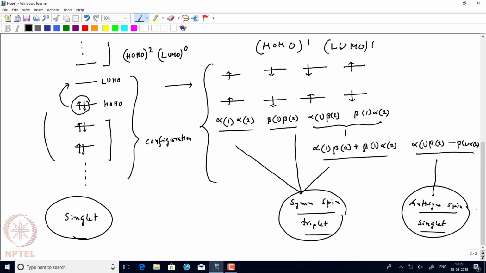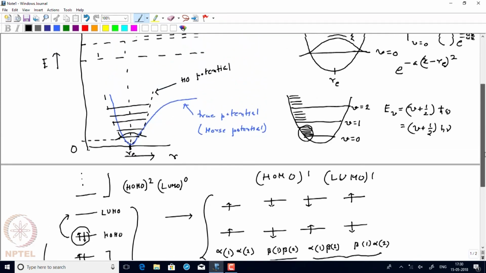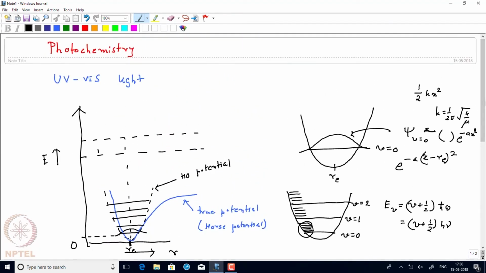So once I am promoting one electron from the HOMO to the LUMO, my bond order actually decreases, meaning I'm having one electron in the anti-bonding orbital. So the total bond order, which is defined as the number of bonding electrons minus the number of anti-bonding electrons divided by 2, is a smaller number. So if I have one electron in the anti-bonding orbital and my bond order is decreasing, the bond length must increase, the equilibrium bond length.